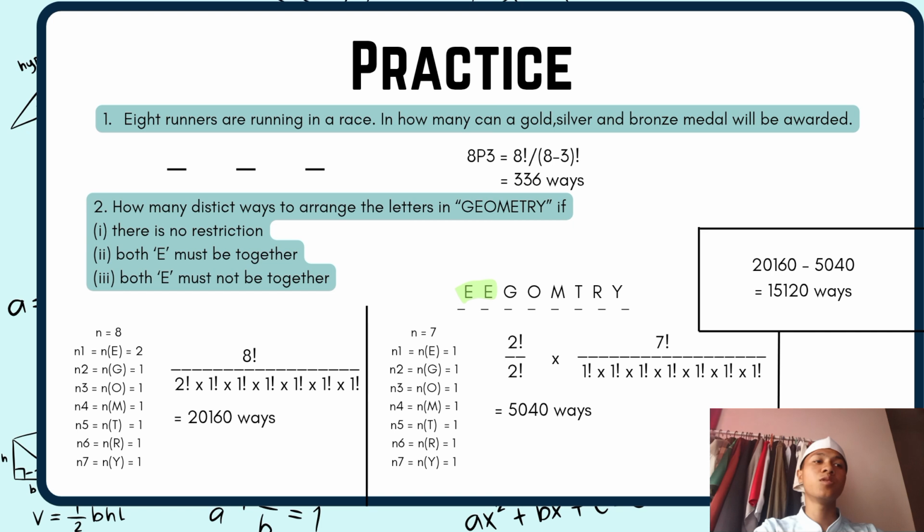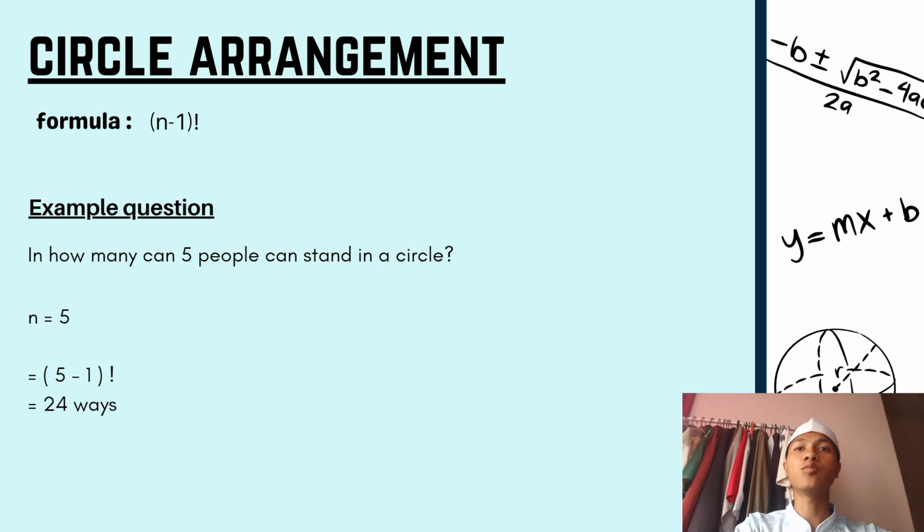Case 3, both E must not be together. So we take the total arrangements minus the arrangements where E is together, and we get the answer. Circle arrangement. The formula is (n minus 1) factorial. Example question: in how many ways can 5 people stand in a circle? So we just put the value of n, 5 minus 1 factorial, and we got 24 ways.